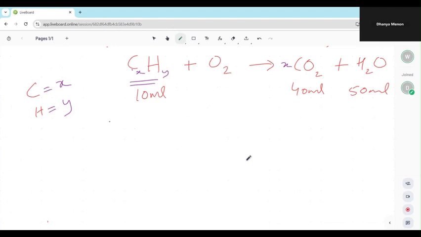Now hydrogen. Over here, in the reactant side, there are Y hydrogen atoms. There is one Y. Here in the steam, in water vapor, how many hydrogens are there? 2. Right? So if I write Y by 2, what does it mean? Y by 2 times 2 hydrogen atoms will give you Y.